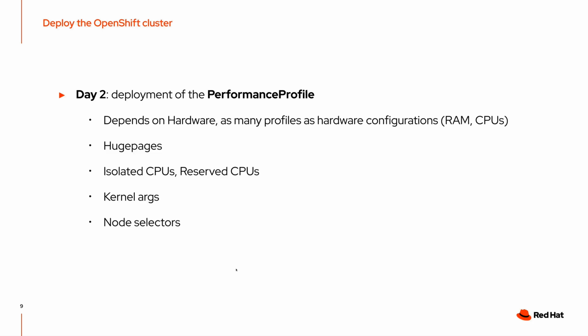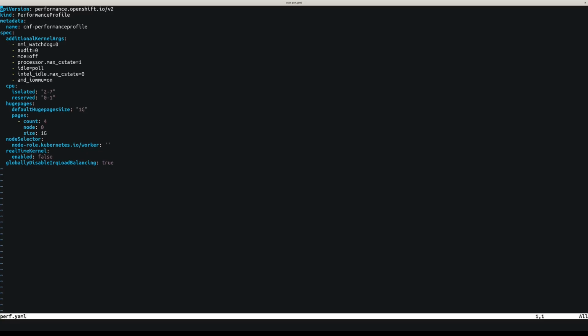The first step is to deploy the performance profile. The performance profile depends on your hardware. For example, how many CPUs do you have, how much RAM do you have, etc. You can have as many profiles as hardware configurations. The performance profile that we use will be applied to all the worker nodes.